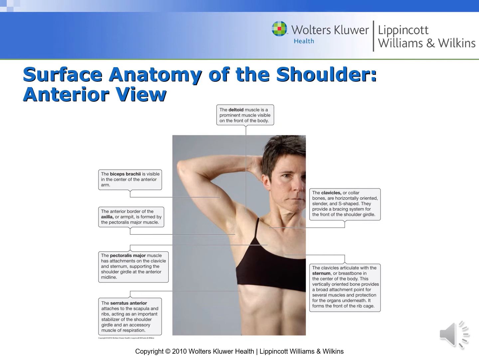Over to the right, we see the clavicles, or collarbones, and they are horizontally oriented, slender, and S-shaped. They provide a bracing system for the front of the shoulder girdle. The clavicles articulate with the sternum, or the breastbone, in the center of the body. This vertically oriented bone provides a broad attachment point for several muscles and protection for the organs underneath. It forms the front of the rib cage.